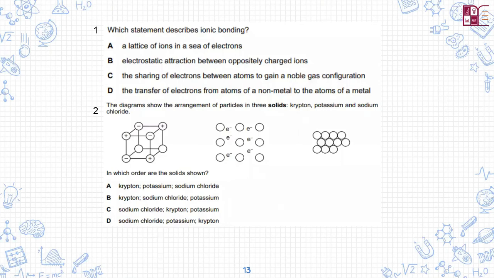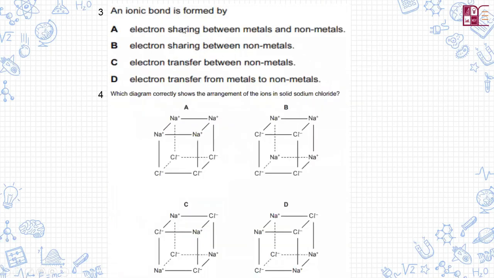Coming to my next slide. An ionic bond is formed by electron sharing between the metals and the non-metals. So electrons are not shared; they're always transferred. So I'm not going to think over A or B, I'm going to switch to C or D. Electrons are transferred from the metals to the non-metals. So this one is going to be correct.